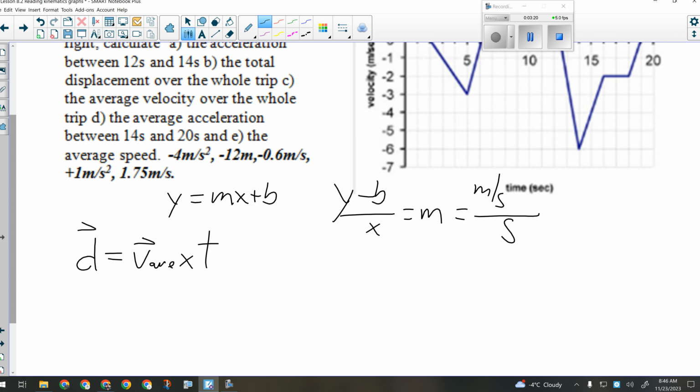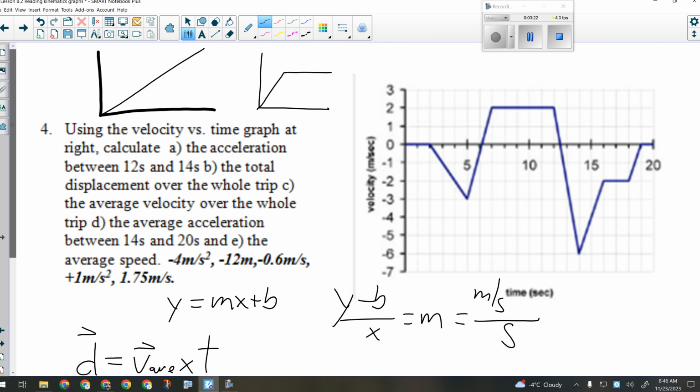So if I'm looking at this graph here, this first one, it starts at what looks to be 0 and ends at some other velocity up here. So it's changing its velocity between those two numbers. Would its average velocity be halfway between those two numbers? Yes, because if I added those two numbers together and divided by 2, I would get that number, wouldn't I?